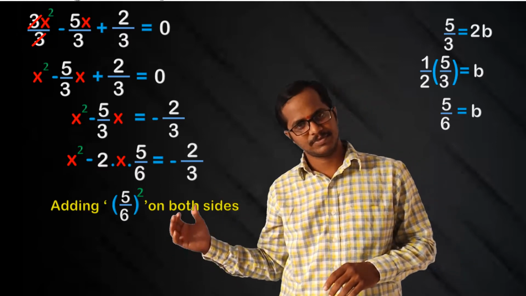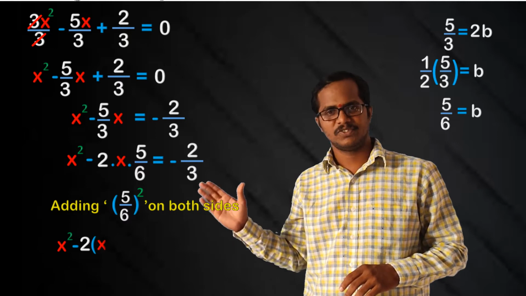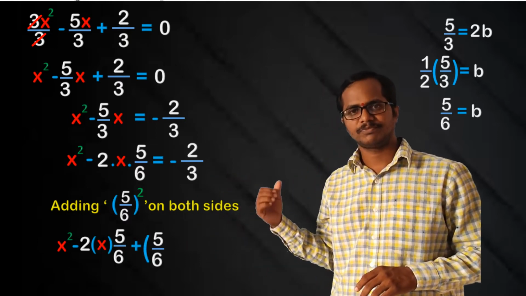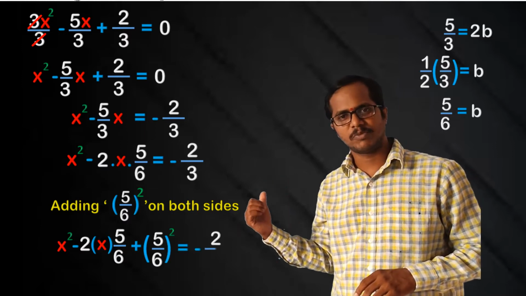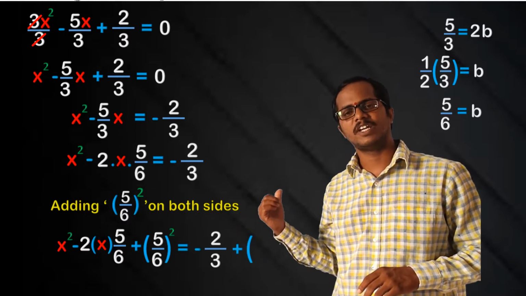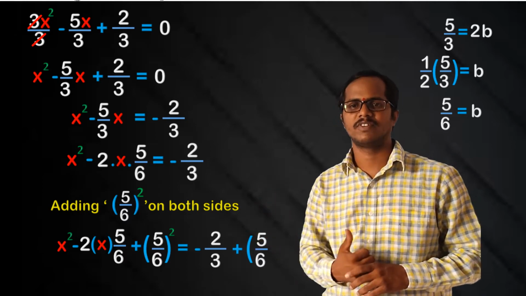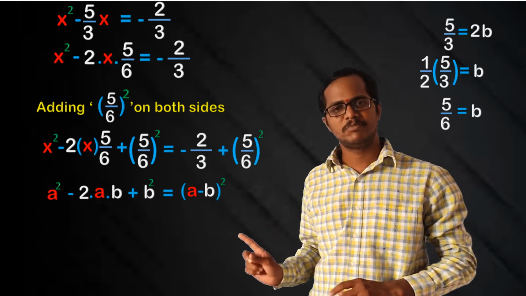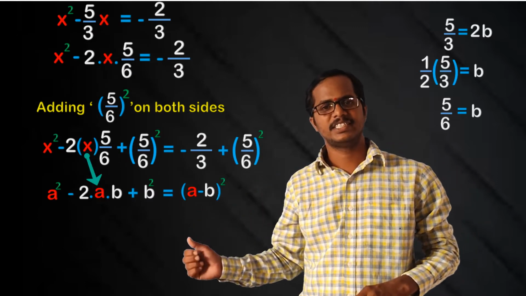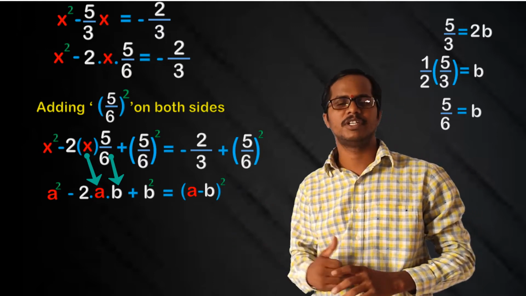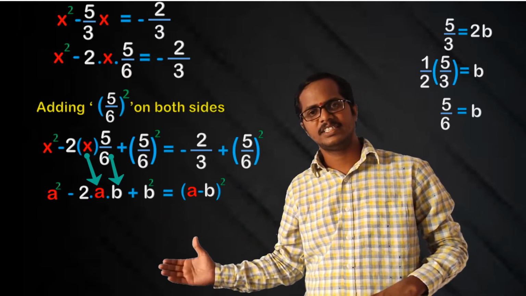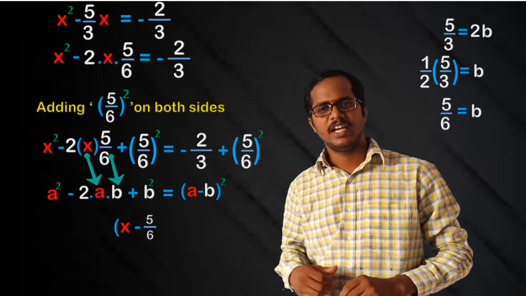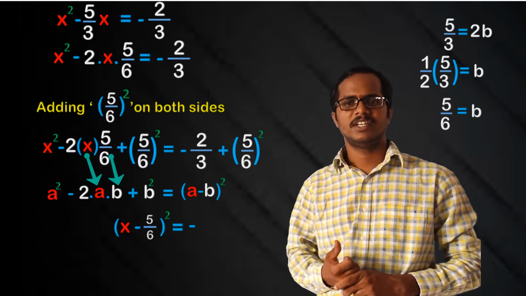So by adding we get x square minus 2 into x into 5 by 6 plus 5 by 6 whole square equals to, we have minus 2 by 3 on the right hand side. To this we have to add 5 by 6 whole square. So plus 5 by 6 whole square. Now the left hand side part is clearly in the form of a square minus 2ab plus b square, where x is representing a and 5 by 6 is representing b. So this expression can be written as x minus 5 by 6 whole square, where x is representing a and 5 by 6 is representing b.